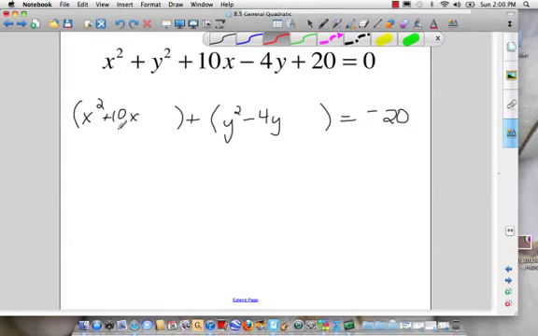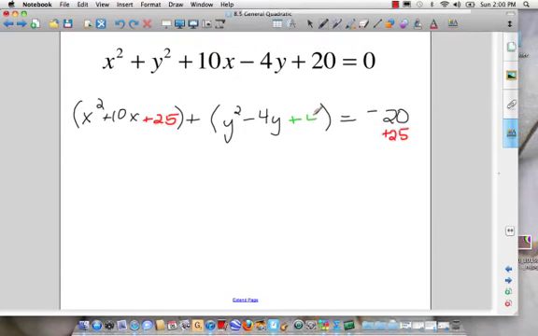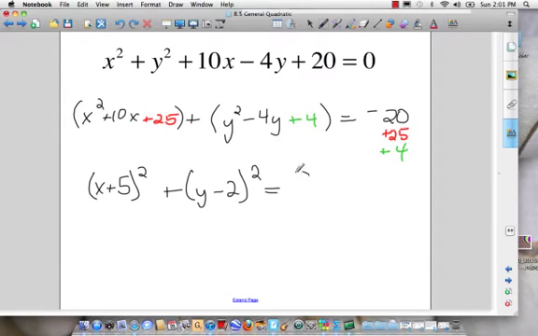So I look at 10, split it in half, that's 5, and square that, so add 25, which means I better add 25 on this side as well to balance the equation. Alright, and then I'm going to complete the square on y. So I take half of negative 4, which is negative 2, square that, and I get positive 4. So I'm going to have to add a positive 4 on this side as well. Alright, now that I've completed the square, I can write that as (x + 5) squared plus (y - 2) squared equals, and if you add all that up, you get 9.